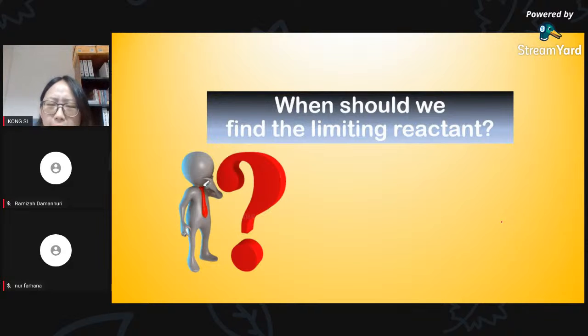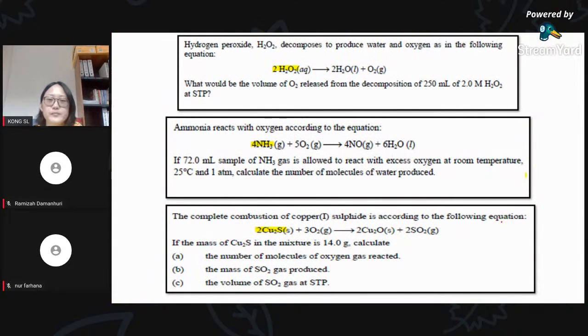Okay, do you encounter this problem? When you solve the problem related with stoichiometry, sometimes need to find the limiting reactant. Sometimes no need to find the limiting reactant. And then sometimes the question didn't ask for limiting reactant, but you still have to find out the limiting reactant. Okay, maybe some of you will be confused about this. Try to check these 3 questions. Okay, semua orang baca dulu.